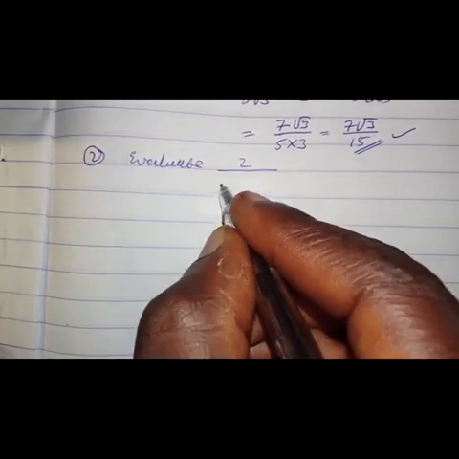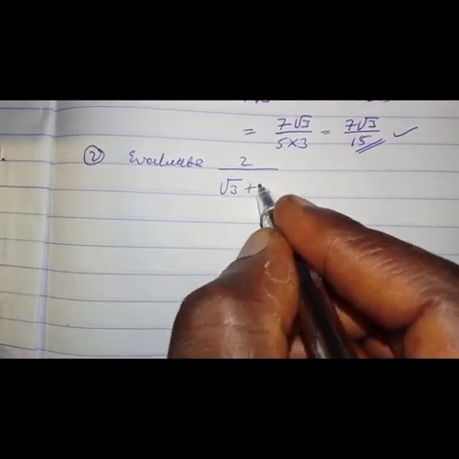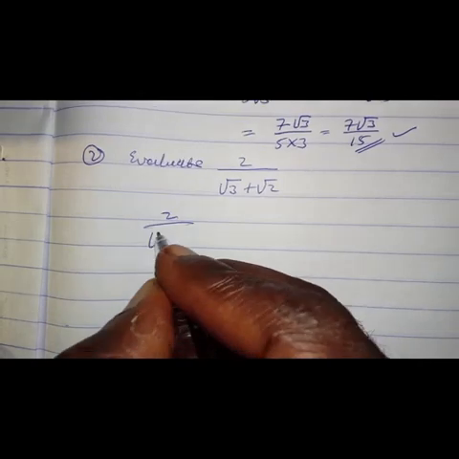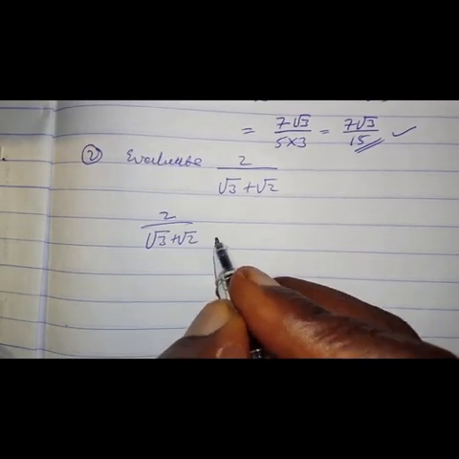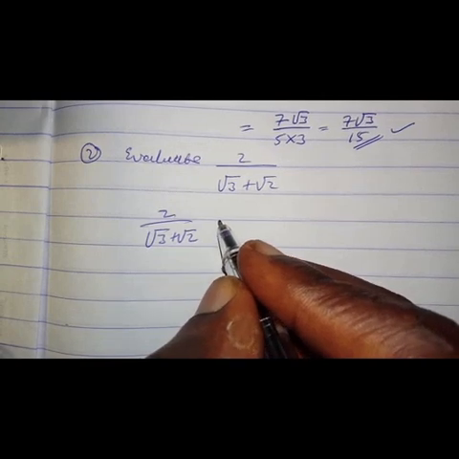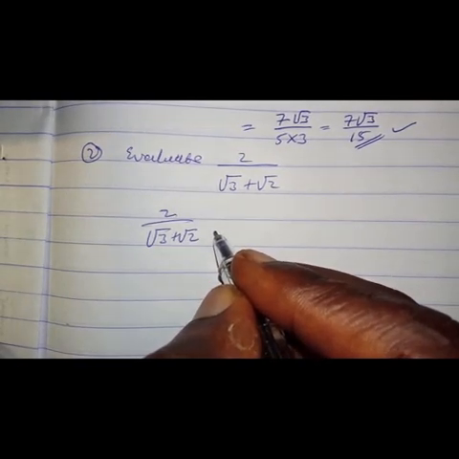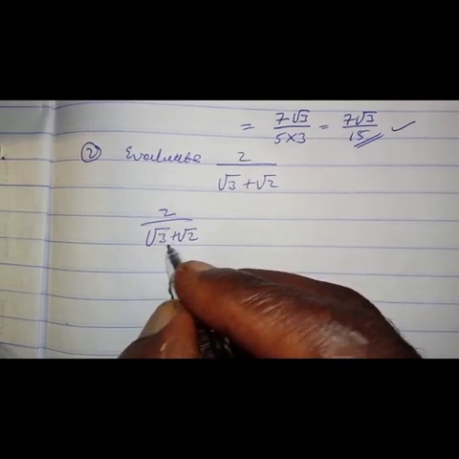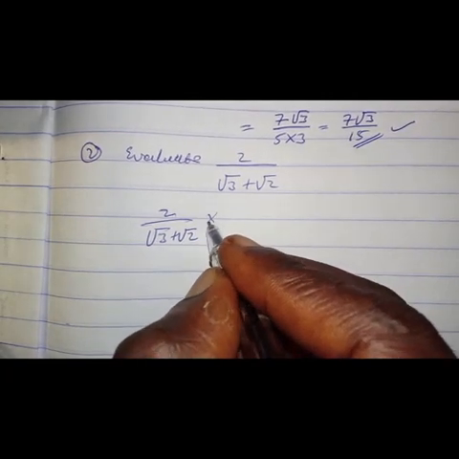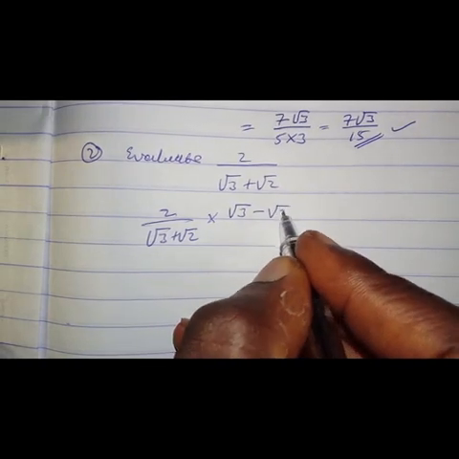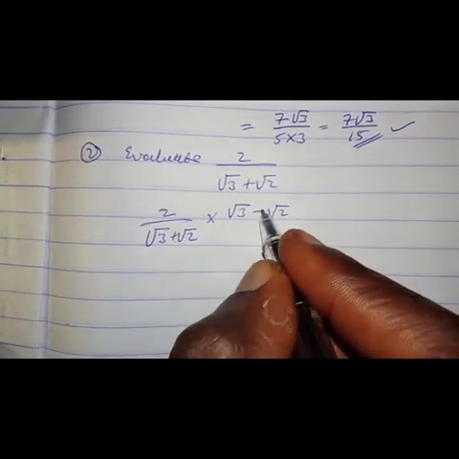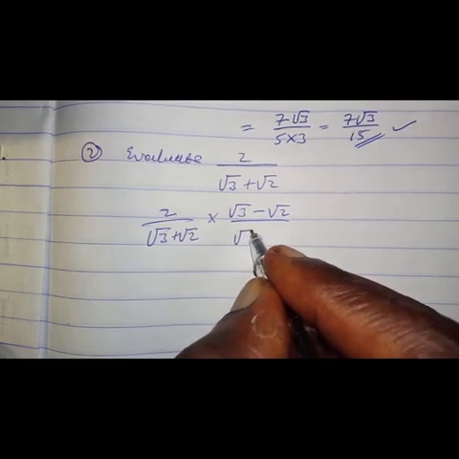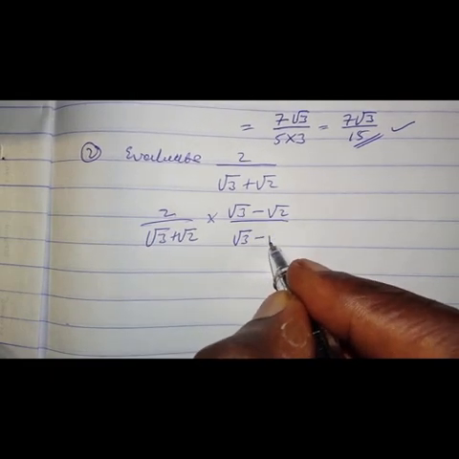2 over root 3 plus root 2. You see that 2 over root 3 plus root 2 can be rationalized by multiplying both the numerator and denominator by the conjugate of the denominator. And the conjugate of root 3 plus root 2 is root 3 minus root 2. Remember we said that once you change this plus to minus, you have written its conjugate. So you multiply both the numerator and denominator by root 3 minus root 2.